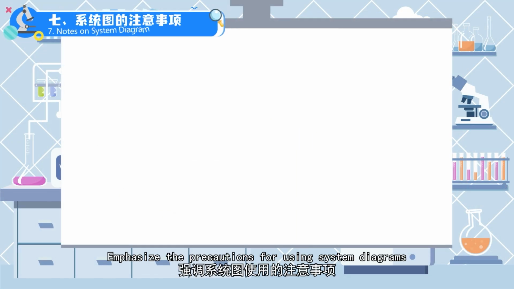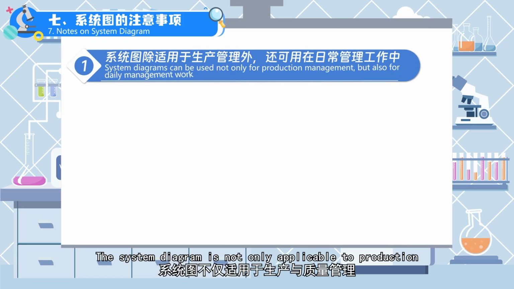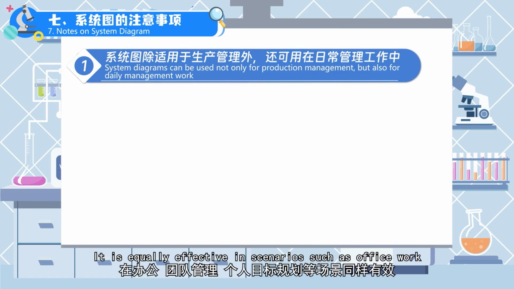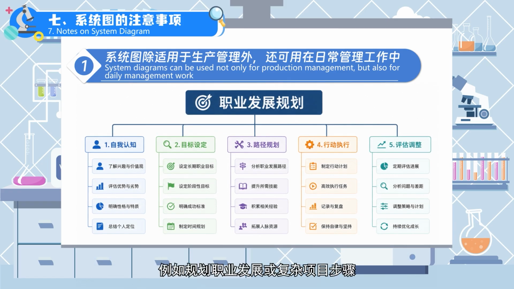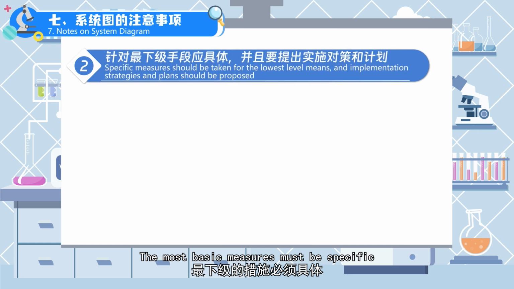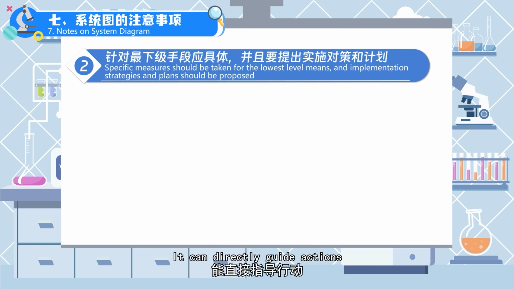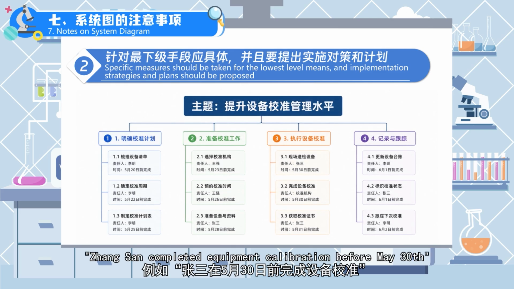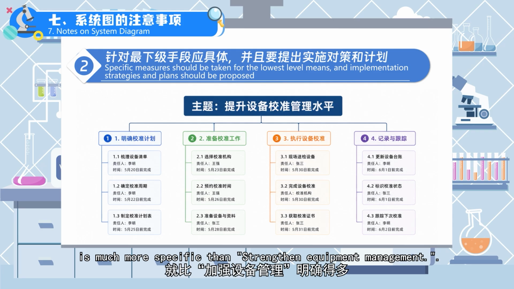Finally, emphasize the precautions for using system diagrams. First, the system diagram is not only applicable to production and quality management, it is equally effective in scenarios such as office work, team management, and personal goal planning. For example, planning career development or complex project steps. Second, the most basic measures must be specific. It can directly guide actions. For example, complete equipment calibration before May the 30th is much more specific than strengthen equipment management.